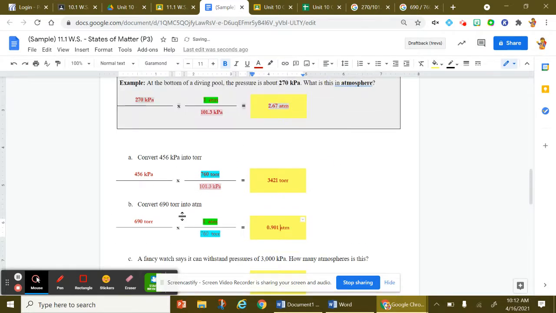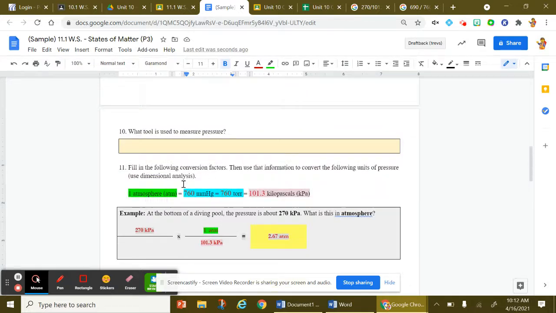And that's how you do it, guys. You put your starting amount on the left, your final units on the right. Whatever you want to cancel out of goes on the bottom. Whatever you want to convert into goes on top. And you pull the numbers right from this conversion factor.